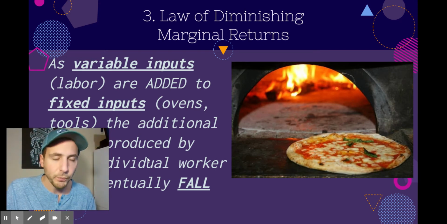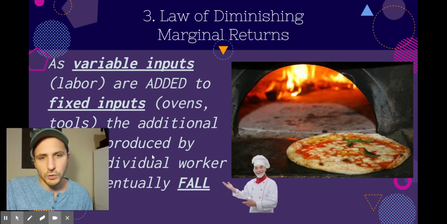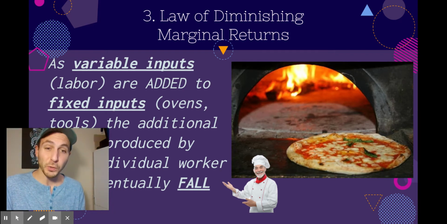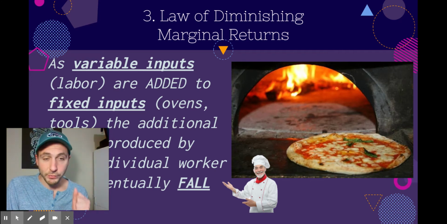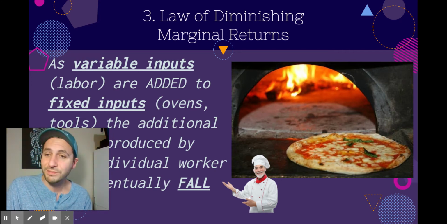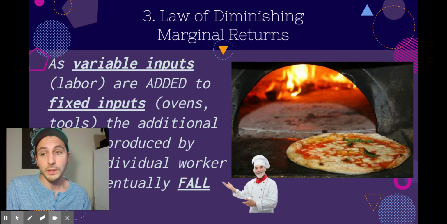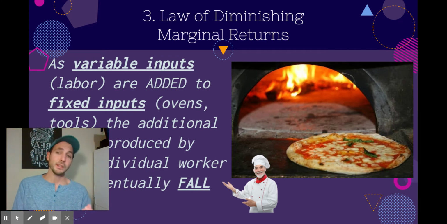If we have a pizza shop, when I hire my very first pizza chef to produce pizzas, I'm going to get a whole lot of additional product, or marginal product, right? I have one pizza oven, I have one chef. He's going to be able to make, I don't know, 10 pizzas in an hour because he's pretty skilled, pretty talented, and he's got an oven there.